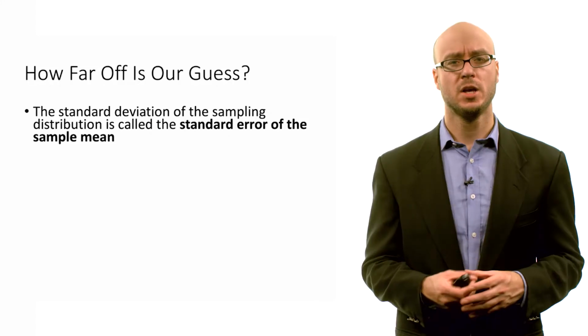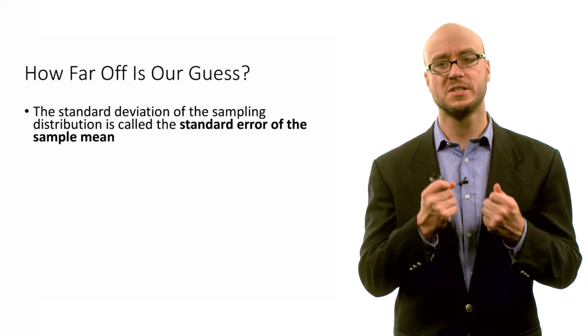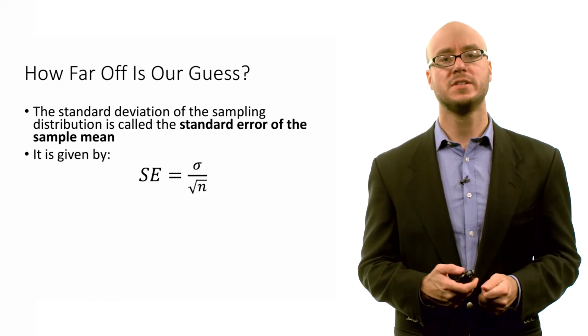We know that the sample mean x bar is our single best guess, without additional information, of this unobserved population mean mu. But we might ask, how far off is our guess? How far off do we expect our point estimate to be? Well, the standard deviation of the sampling distribution, we call this the standard error of the sample mean.